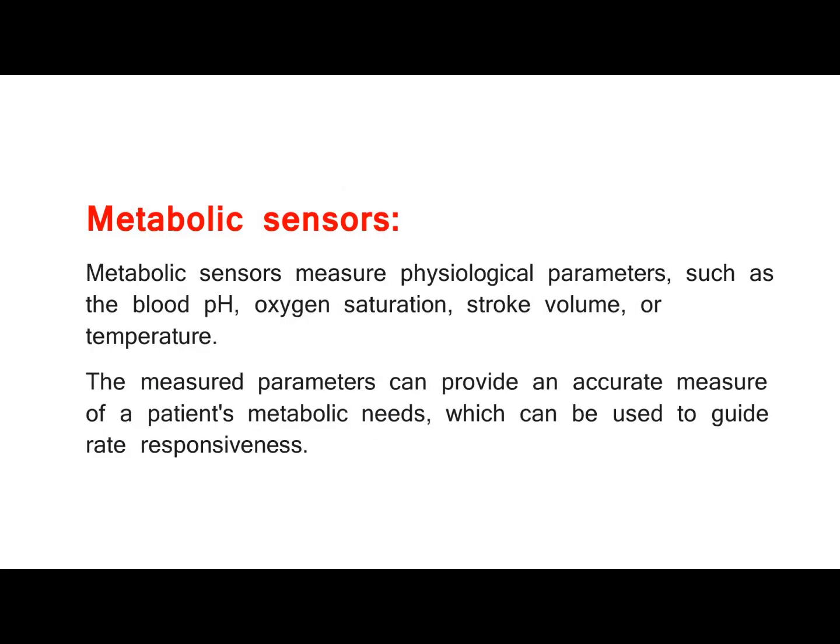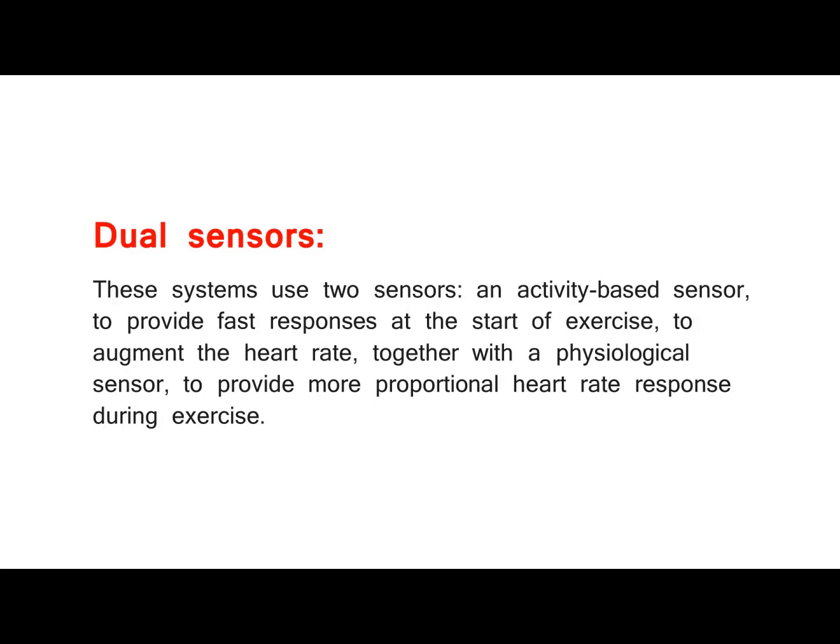Metabolic sensors. Metabolic sensors measure physiological parameters, such as the blood pH, oxygen saturation, stroke volume, or temperature. The measured parameters can provide an accurate measure of a patient's metabolic needs, which can be used to guide rate responsiveness. Dual sensors. These systems use two sensors, an activity-based sensor, to provide fast responses at the start of exercise, to augment the heart rate, together with a physiological sensor, to provide more proportional heart rate response during exercise.